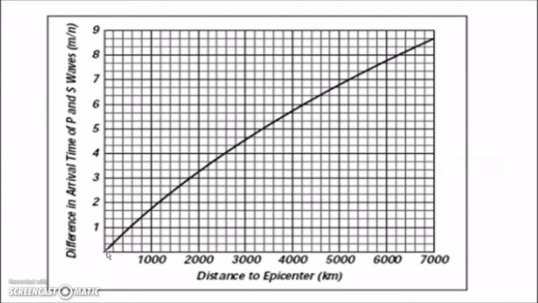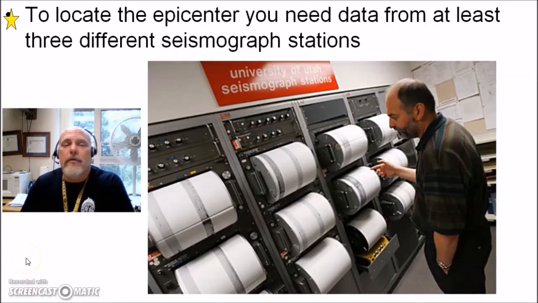The way you use this is, let's look at that second example where at 10 a.m. the primary wave comes, and 8 minutes later the secondary wave hits. So the time differential is 8 minutes, so you go to 8 minutes here, and then you go across to here, and you see that the distance from the epicenter is about 6,200 kilometers. To locate the epicenter, you're going to need data from at least 3 different seismograph stations.